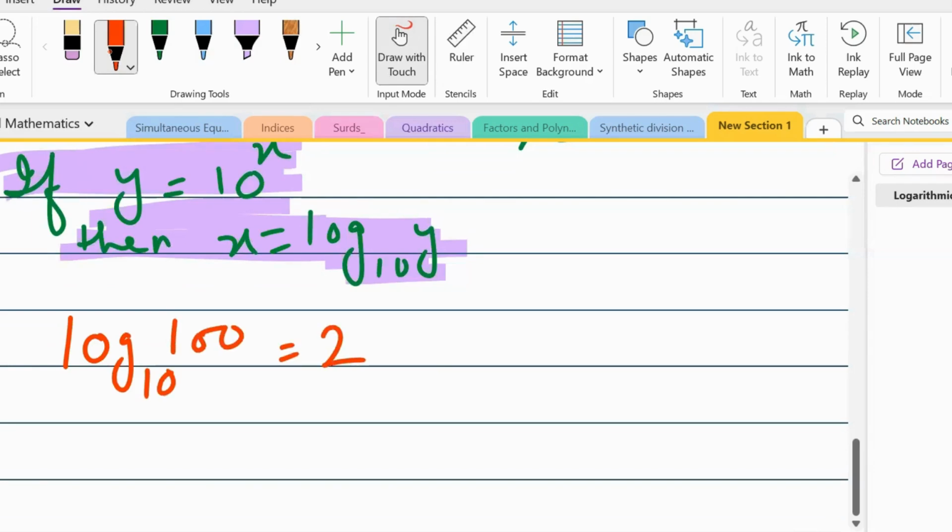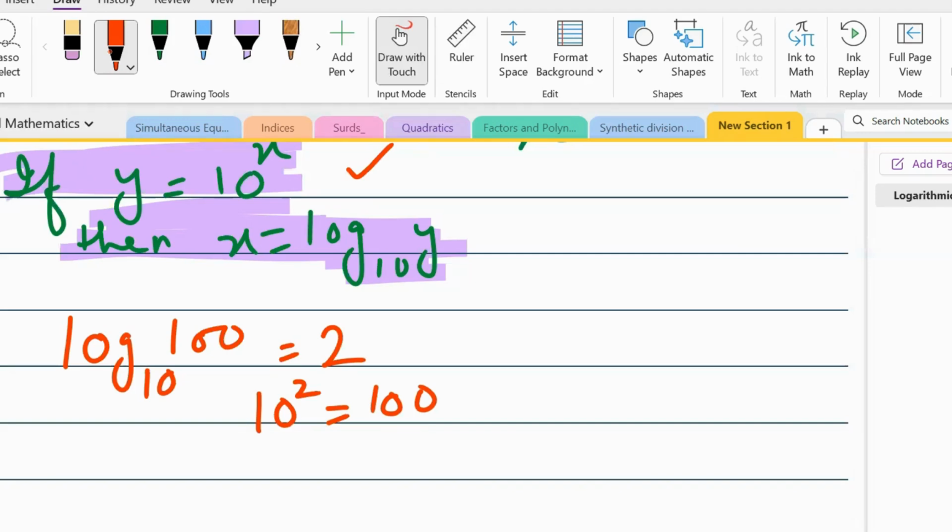So if you have to transform it into exponential form, then you will write 10 raised to the power 2 is equal to 100. And if y equals 10 raised to the power x, then you can express it in logarithmic form: x is equal to log y to base 10.